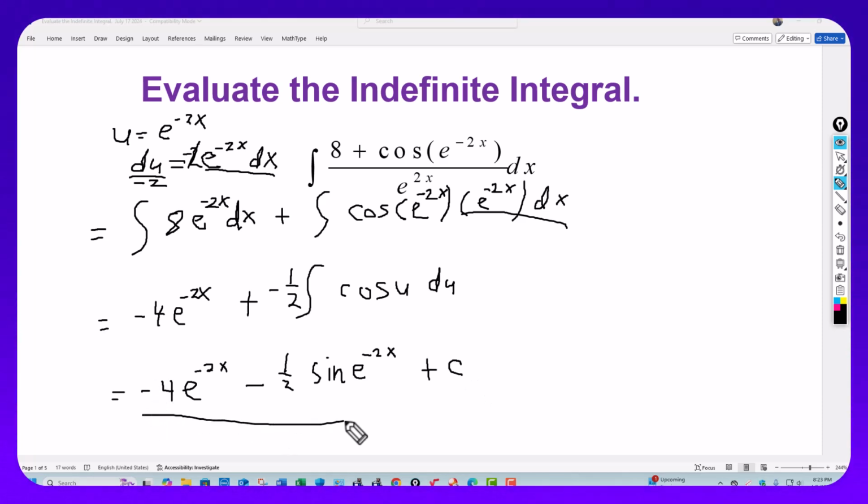So the final answer here for this problem, negative 4 e to the negative 2x minus 1/2 sine, and now you put this in parentheses so it's clear here, sine of e to the negative 2x plus the constant of integration.